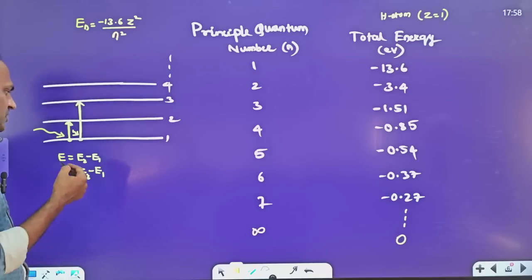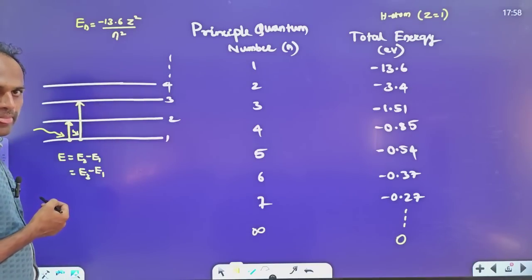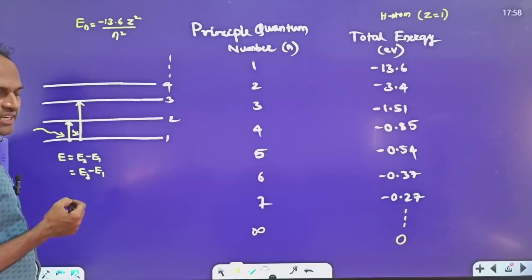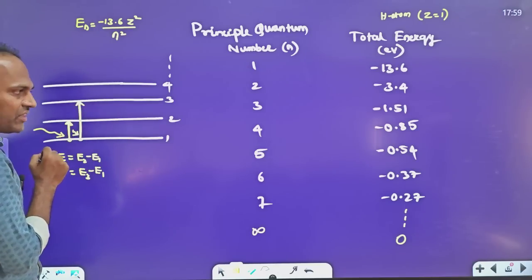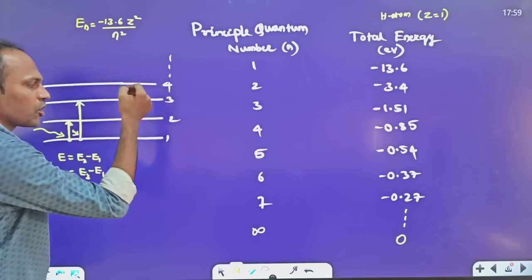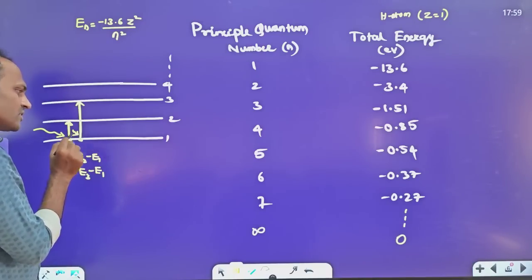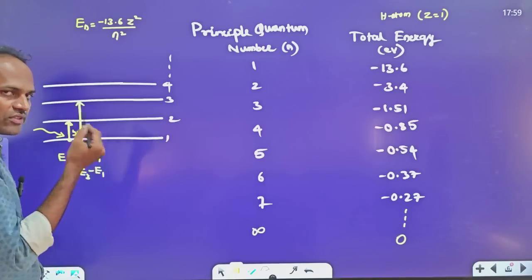Okay, so this is how much energy we have to give. When that electron moves from the ground state to a higher energy state, that is called the excited state. If it goes to the second orbit, it is excited, and to the third orbit, it is excited, because the first orbit, from where that electron has come, is called the ground state of that electron.